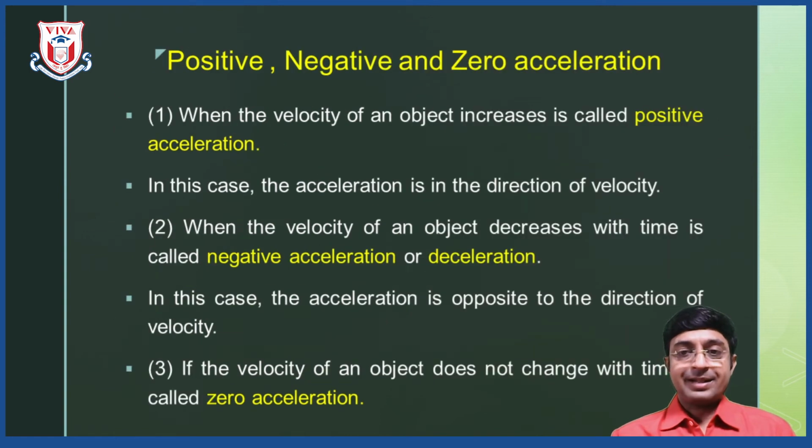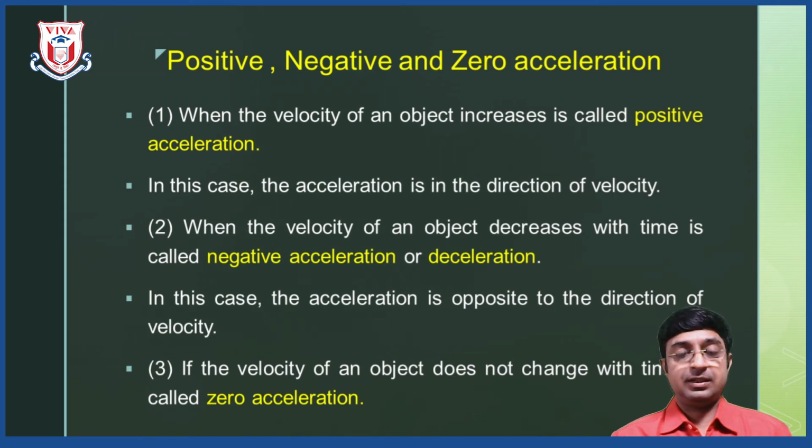Now three types of acceleration are given here: positive, negative and zero acceleration. A question is asked on this topic for 3 marks. What is positive, negative and zero acceleration? Now very simple. First of all, positive acceleration. When the velocity of an object increases, it's called positive acceleration. In case of positive acceleration, the acceleration is in the direction of velocity.